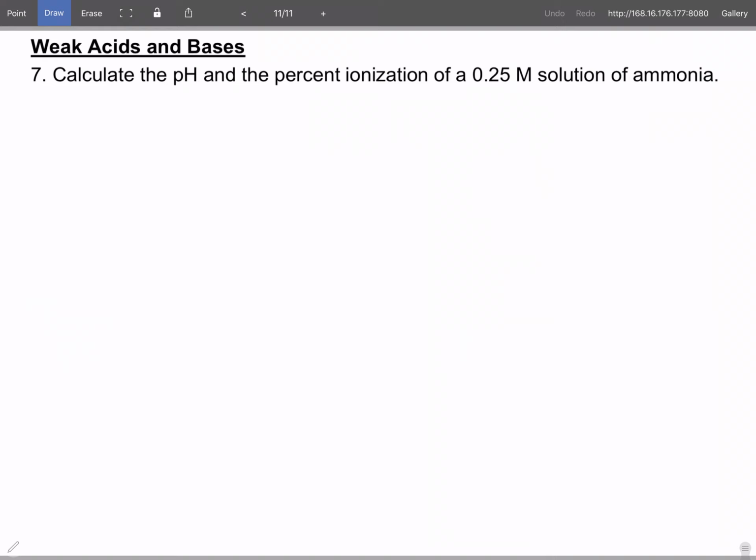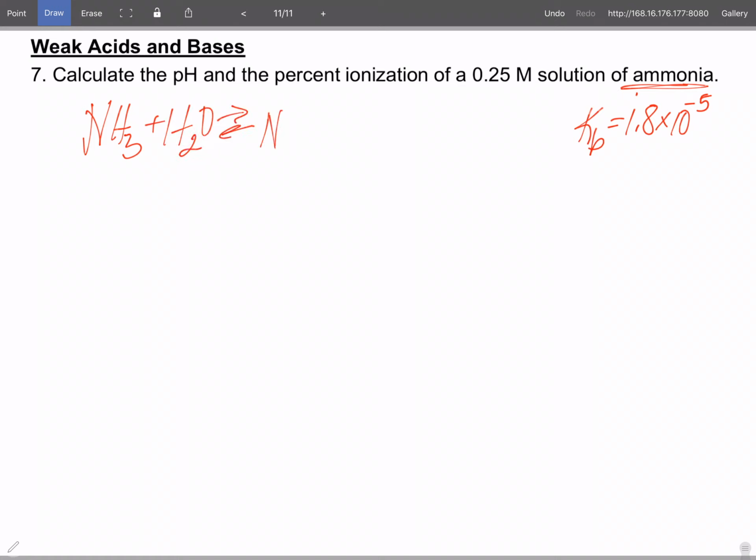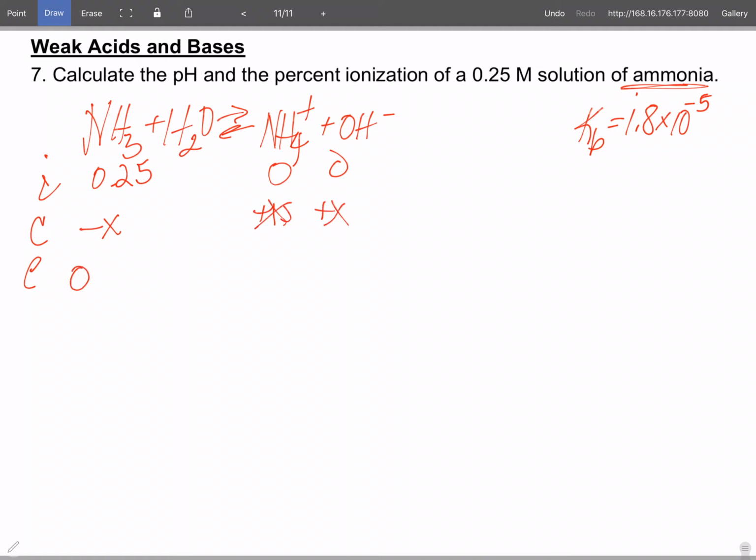Now, most people should recognize immediately that this is a base. And if you look it up, you'll find it in the KB section. And there's the KB. So here's ammonia. Again, you'd have to add water. That's one extra step. NH4 plus, you get ammonium ion plus hydroxide ion. So it's an ICE, so 0.25, 0, 0, minus X, plus X, plus X. I don't know what that screwy thing was. 0.25 minus X, X, and X.